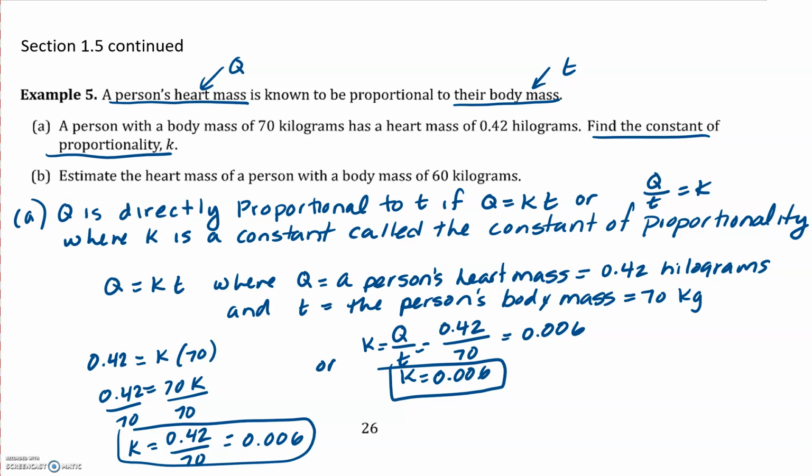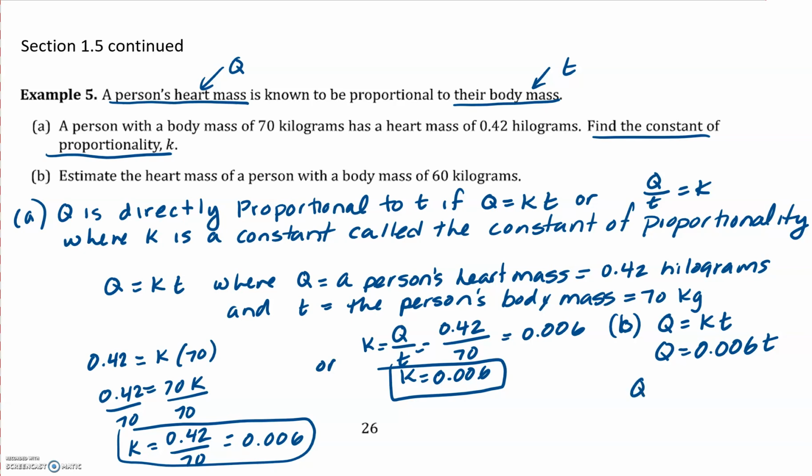Now part B. It says estimate the heart mass of a person with 60 kilograms, because now you have the formula. We now know that Q is going to be KT, and we now know what K is. And by the way, that constant is the same constant throughout the problem. So it's a rate, 0.006, like we saw in the last example in the last video.